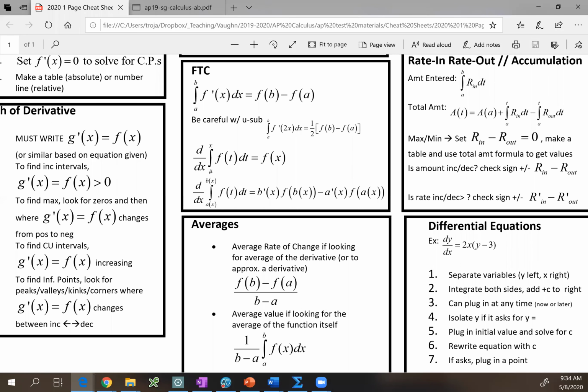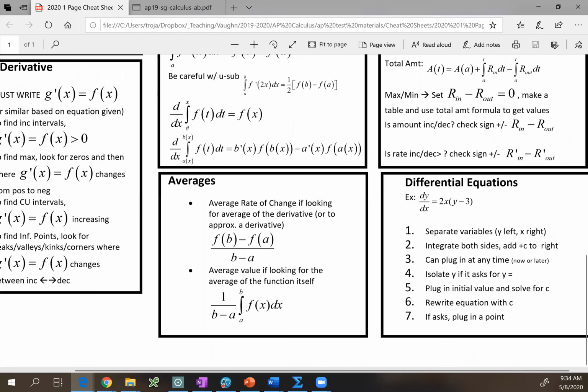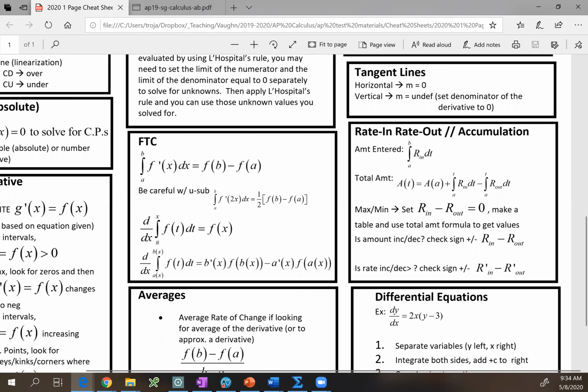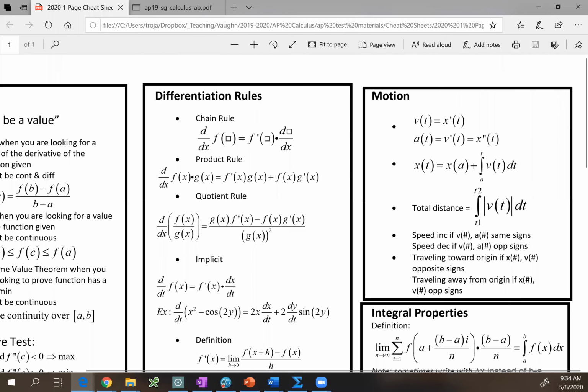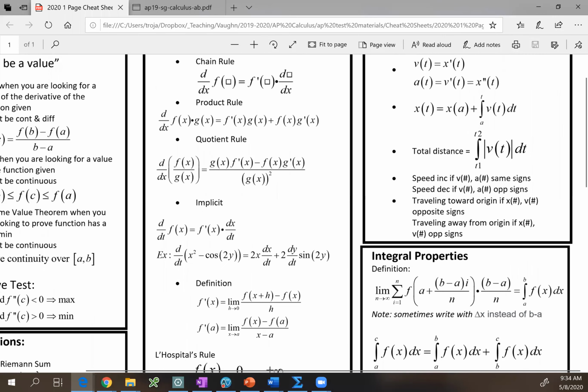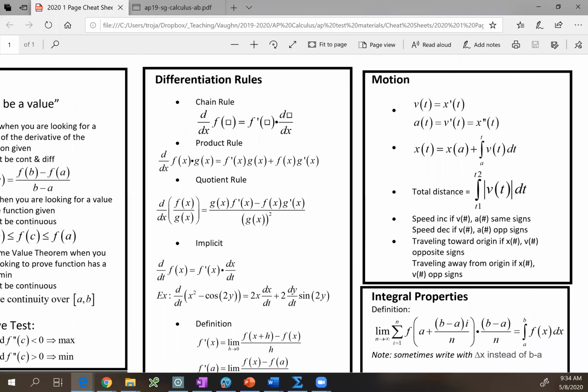Okay. So averages, I won't go through those, the two average formulas, what to look out for. Motion, everything to look out for in motion. I did do this traveling towards the origin, traveling away from the origin, speed increasing, speed decreasing, total distance, the formula for x at some time.